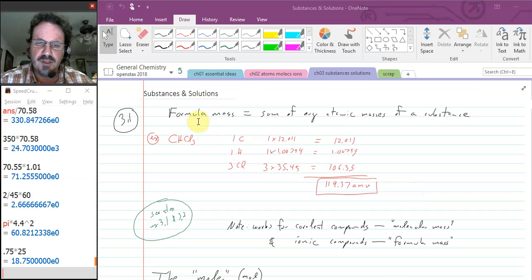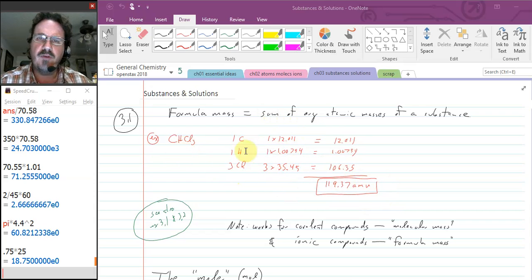Alright, so the book uses this example, CHCl3. Well, I got 1 carbon, 1 hydrogen, and 3 chlorines. So I would just add those up. 1 times 12, 1 times 1, and 3 times 35. Add all that up, 119.37 atomic mass units, AMUs. That's the formula mass of CHCl3.